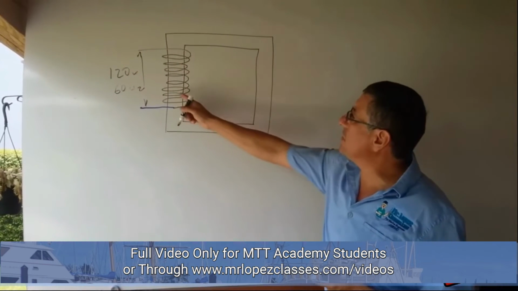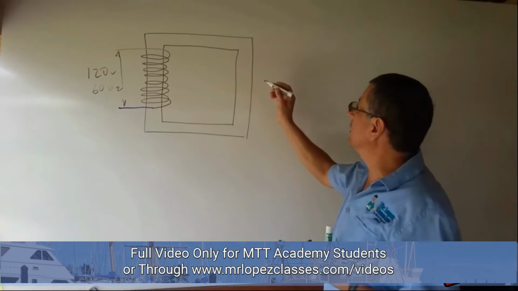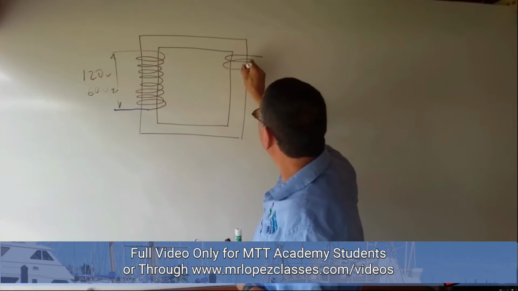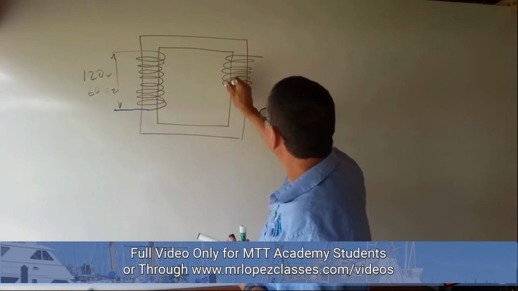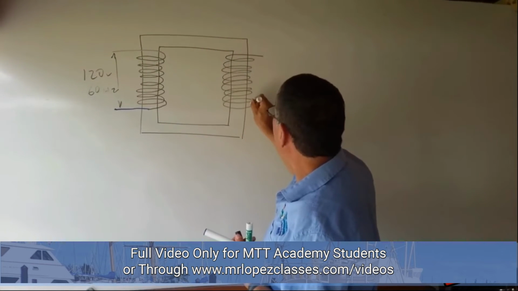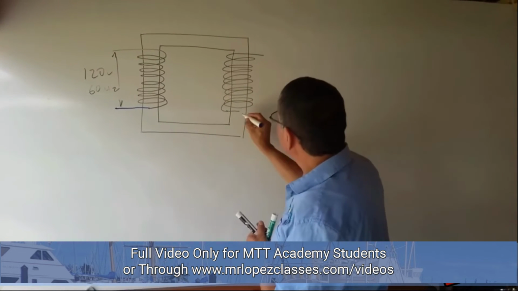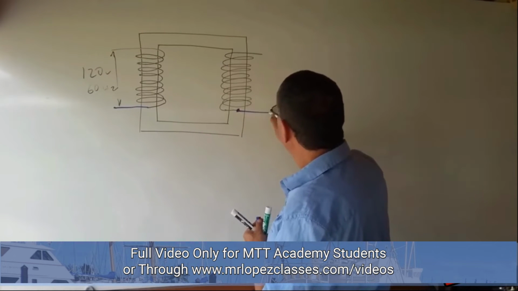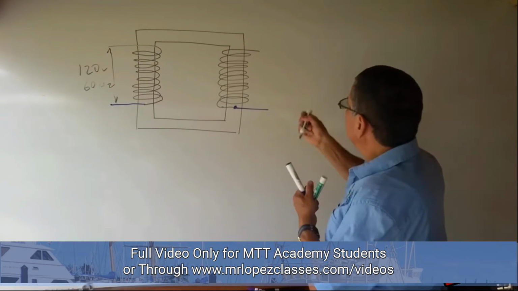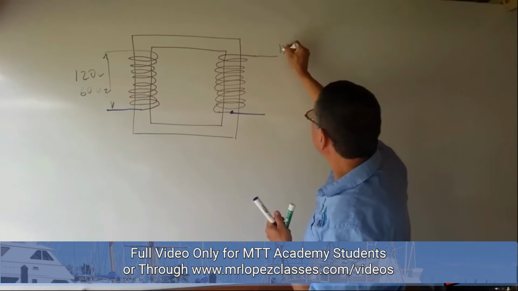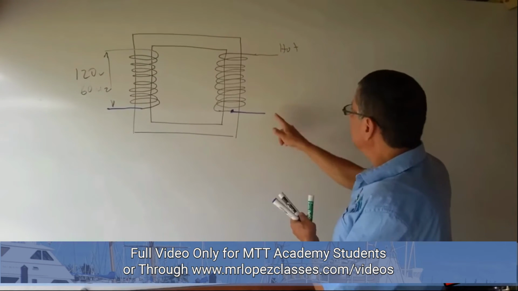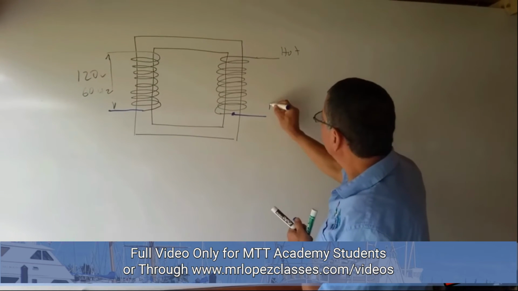If I have the same amount of coils in the secondary, of course, I have 120. And this is the neutral, and after this point, this end will be hot line, and this end will be the neutral.